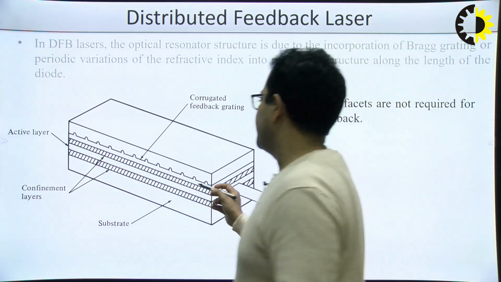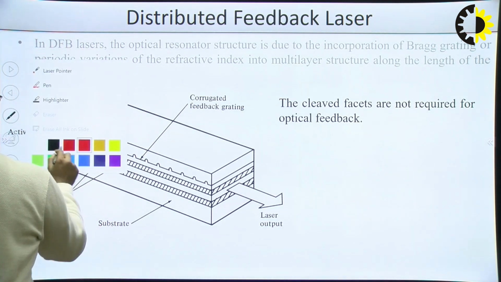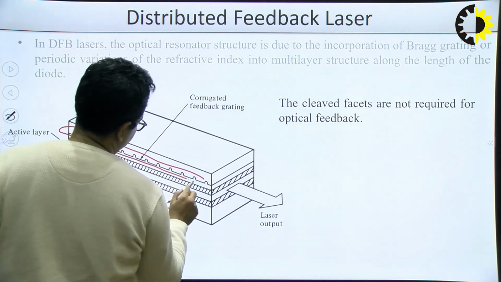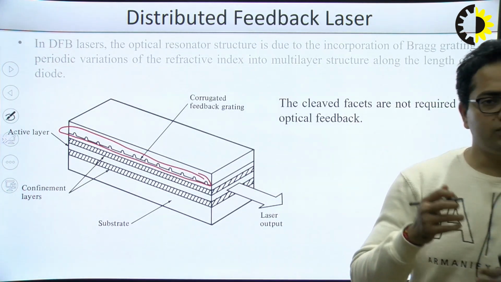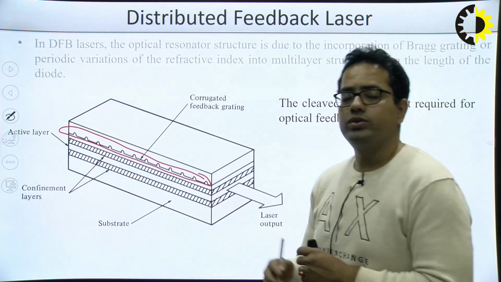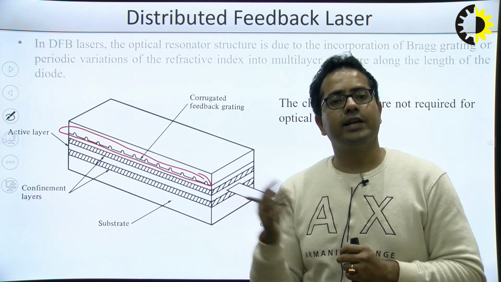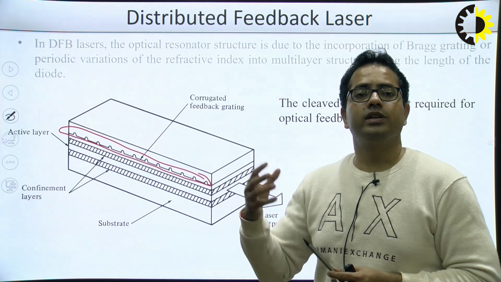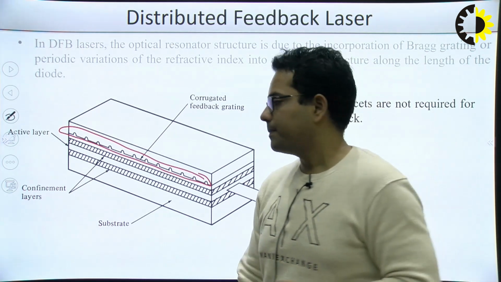This is the variation in the refractive index, which we can see from this graph. We are creating this variation in the refractive index profile along the length of the diode, so that whenever light moves into this layer, it will be reflected back by this grating, and as a result this will reduce the losses occurring inside the laser.